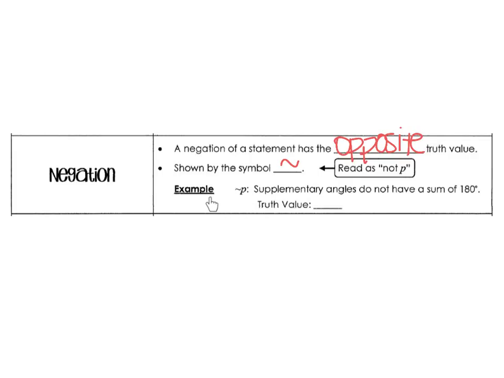And the example of this not P is saying supplementary angles do not have a sum of 180 degrees. So we are negating the statement that supplementary angles do have a sum of 180 degrees. So we're throwing this word not in there, alright? So the truth value of this would be false. Oops, I need my pen back. It would be false because supplementary angles do have a sum of 180 degrees.